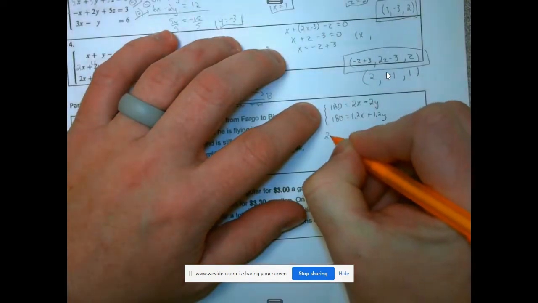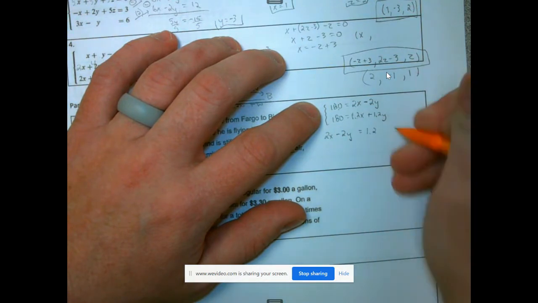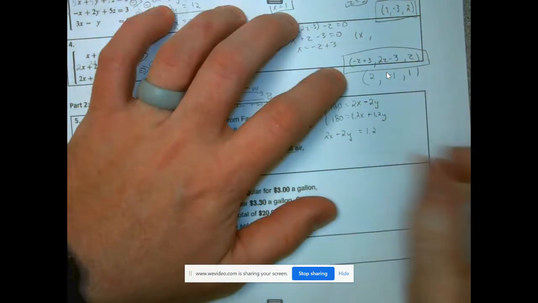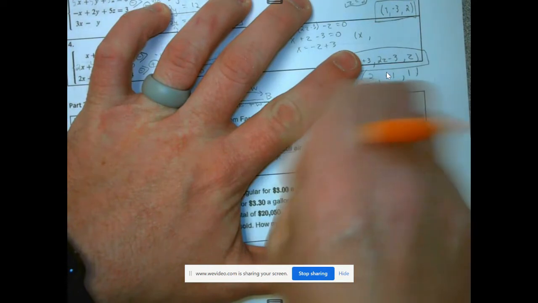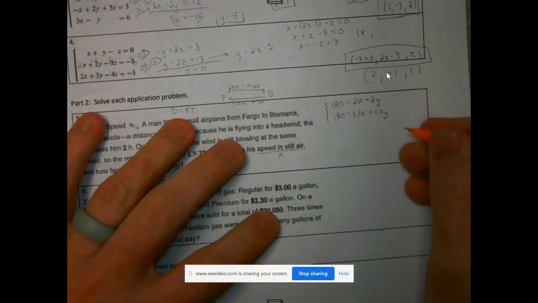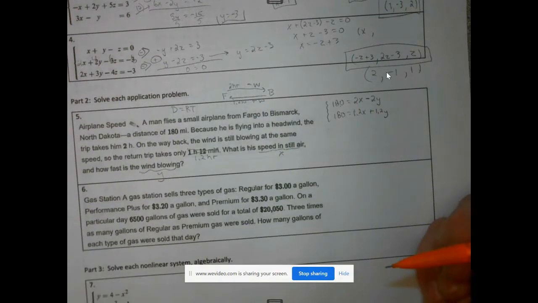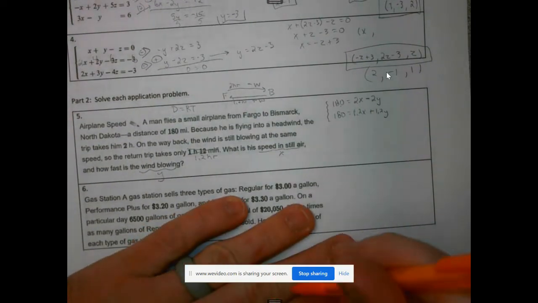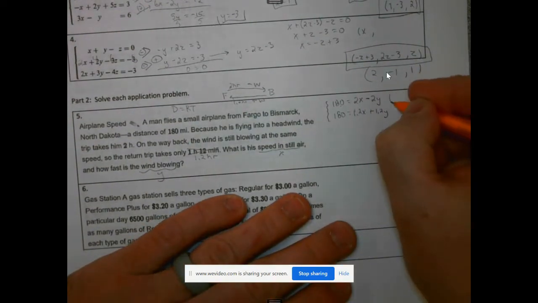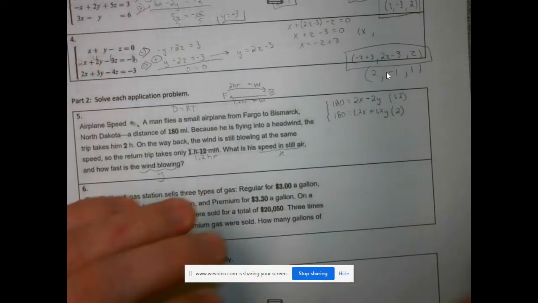So we're going to say 2x minus 2y equals 1.2. Can't do that, unless one of my variables would cancel, but I don't think that they are. So let's just, if we multiply this one by 1.2 and this one by 2, they should cancel.